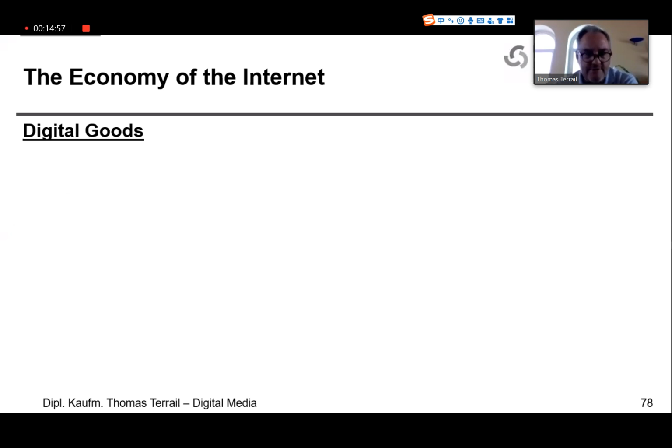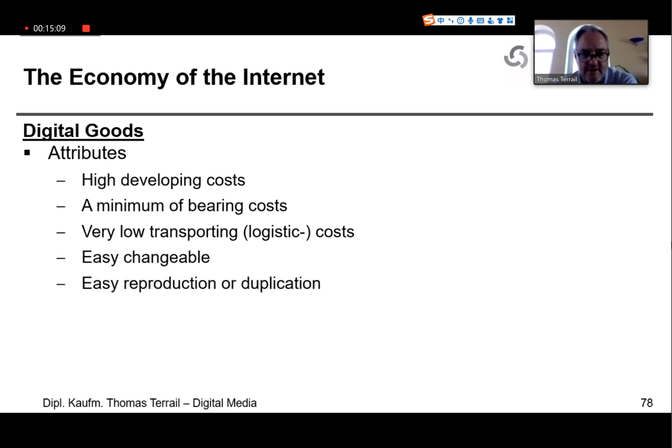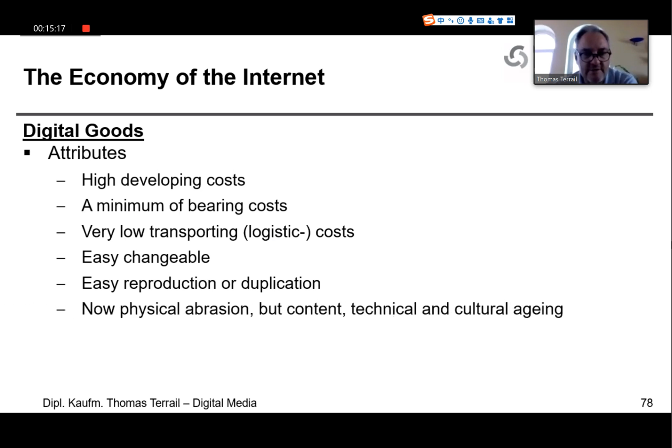So first we have to explain what digital goods are. This is important because these goods are making sense. They have a worth. You pay for that, but you cannot hold it in your hands. And also these digital goods can get older. So they possibly lose their worth.